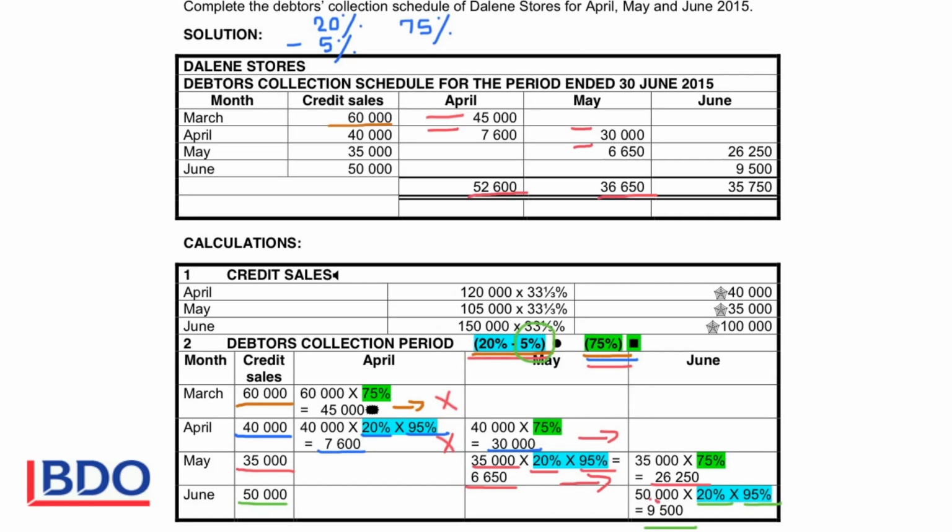And then if we calculate the June figures, the money that we received from sales in May that will only be paid in June was 26,250. The money that we received from the sales in June is 9,500. So we will add those figures into our debtors collection schedule, add up and determine what is the total amount that will be received during June.